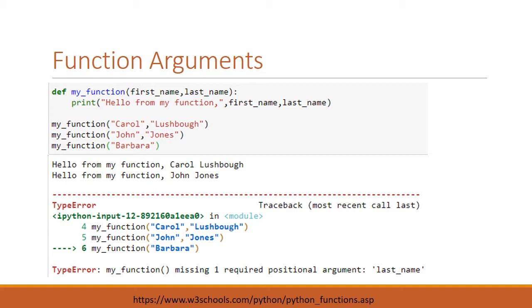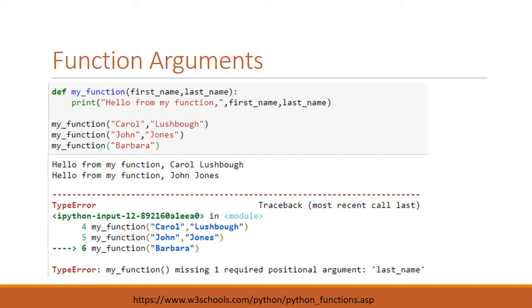We modify our simple function to include 2 parameters. So now my function has the parameters first name and last name. We call it the first time with the arguments Carol and Lushbow. Carol is assigned to the variable first name, Lushbow is assigned to the variable last name, and we print hello from my function Carol Lushbow. We call it again with the arguments John and Jones, and hello from my function John Jones is displayed.